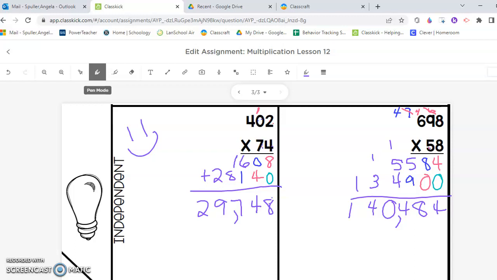Again, if you did not get this answer, I want you to go back, look at mine, look at yours, compare them, find the mistake, and highlight it. If you did get it right, this time I want you to give yourself 2 smiley faces.